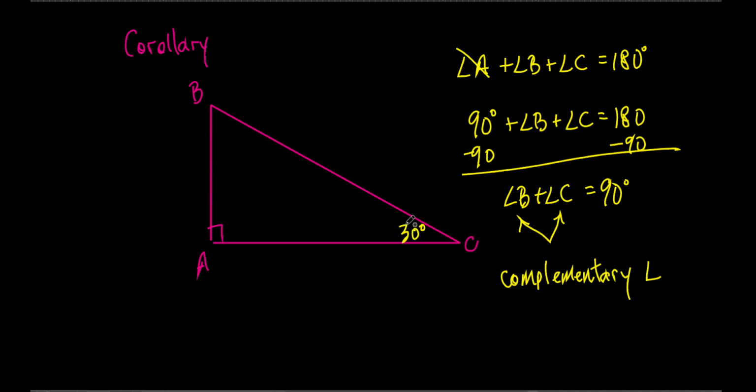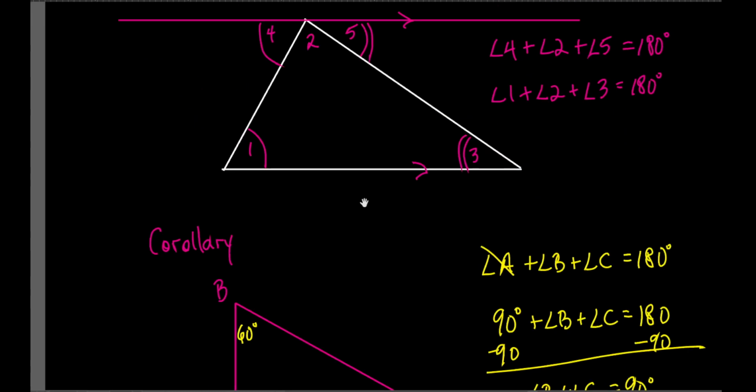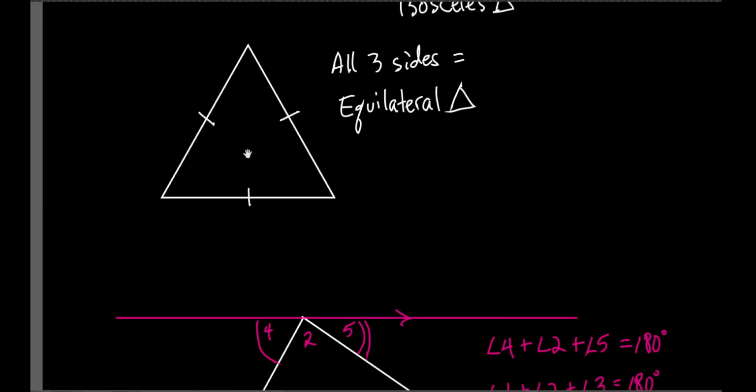90 minus 30. Agree? All right? Because 180 minus 90 is always going to be 90, right? So you're always going to get rid of that one because you know it's a right triangle. So you just end up with 90 minus 30, which is what? 60. All right? So if you have a right triangle and they give you one of the acute angles, you can always find the other one just by subtracting from 90. Simple, right?